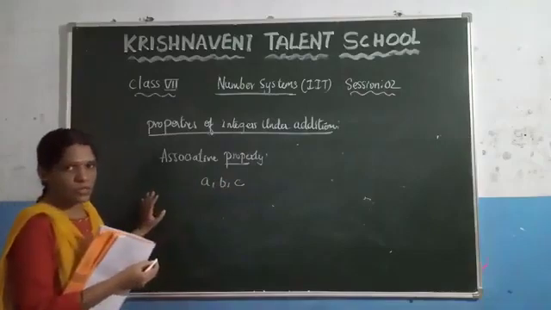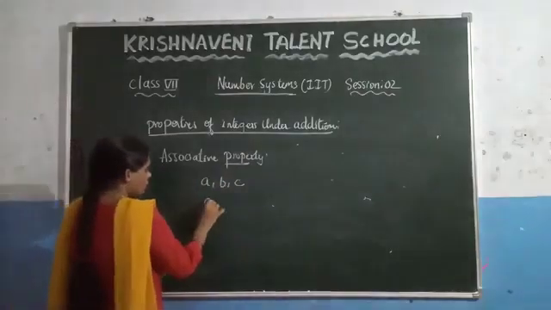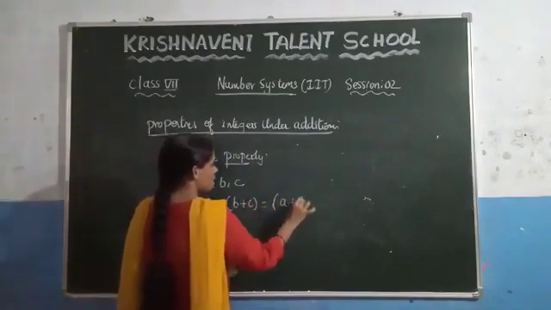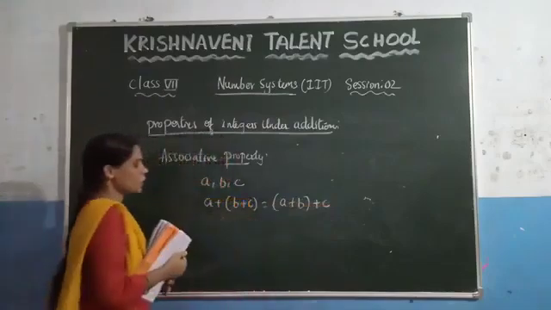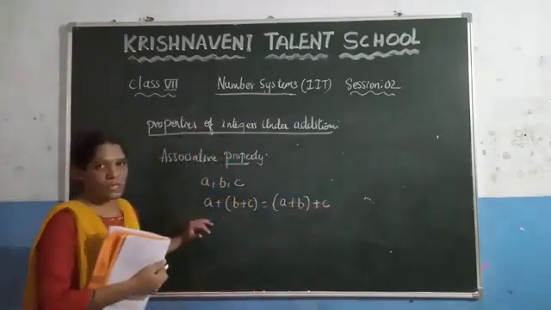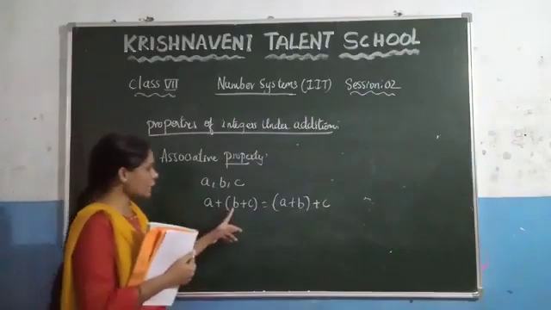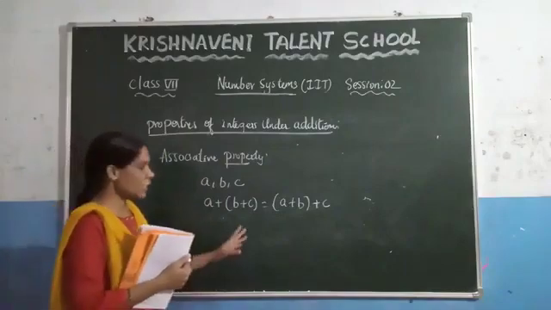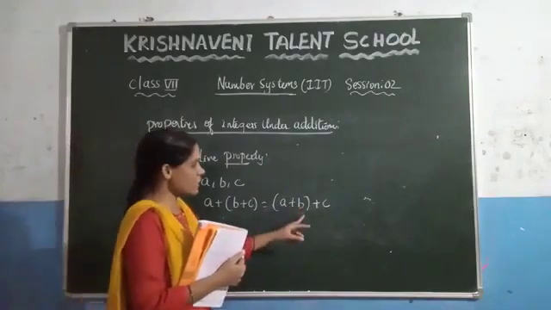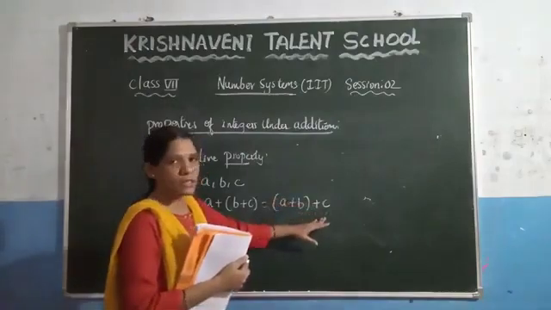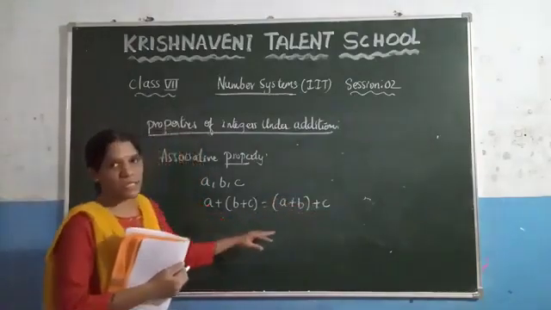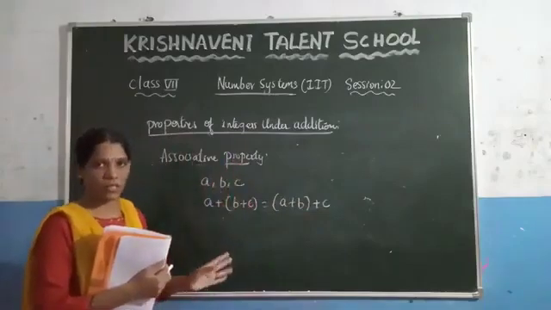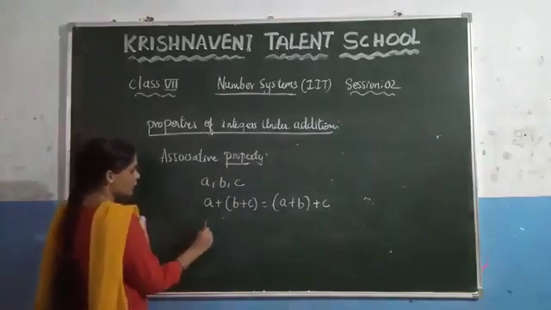And the associative property states here, A plus (B plus C) is equal to (A plus B) plus C. This property we call an associative property. Here we are adding the second and the third number, and the result we are adding to the first number. And here we are adding the first and the second number, and the result we are adding to the third number. And if both the results are same, we can say that the associative property holds good under addition of the integers.